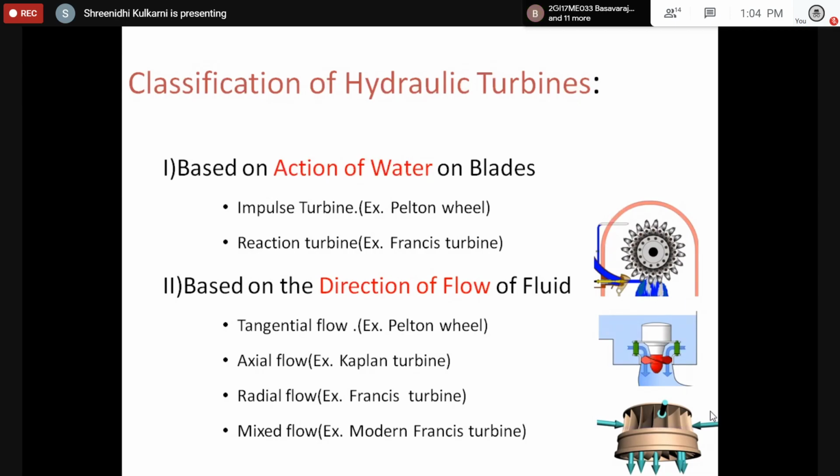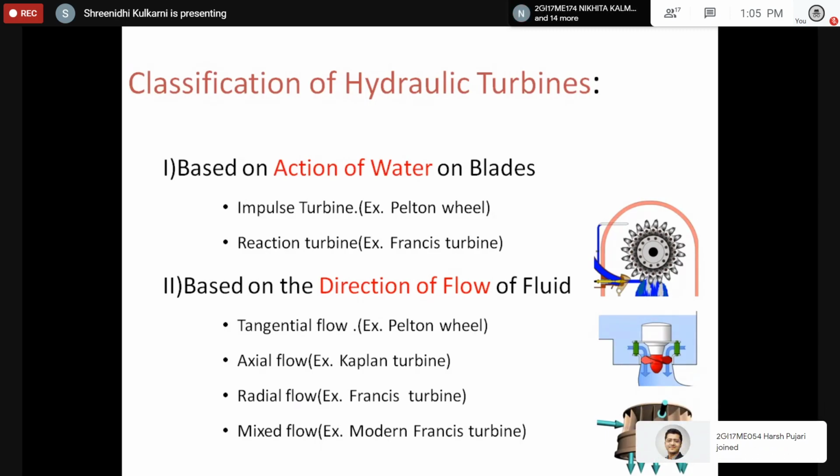Based on the action of water, or simply the energy transfer on blades, we can call it an impulse turbine, and the other one is a reaction turbine.